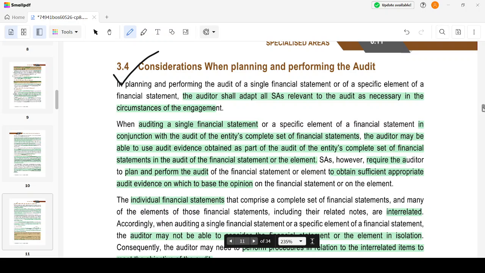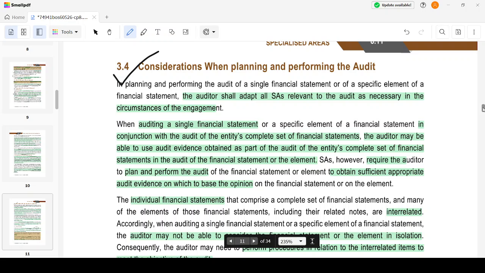Okay, however, this SA requires me to plan and perform it separately because assume I have materiality of 1 lakh for the complete set of financial statements, but my total single item of the financial statement is just rupees 5 lakhs, then this 1 lakh is too high for me to be kept as materiality. So I will be keeping a materiality as low as, say for example, 25,000. So the evidence which I have obtained as a part of the complete set of financial statements will not be sufficient enough for me to opine on this single element of financial statement. I hope I have made myself clear, right?